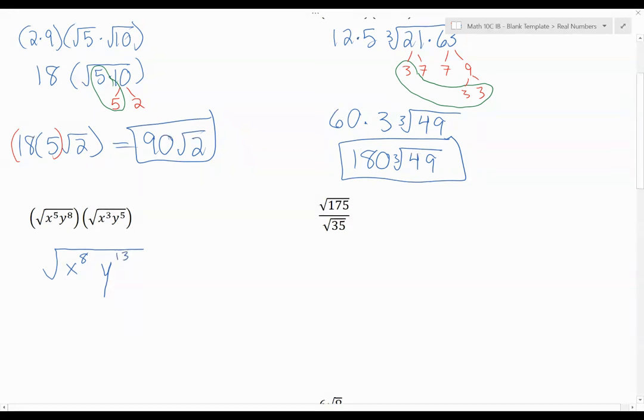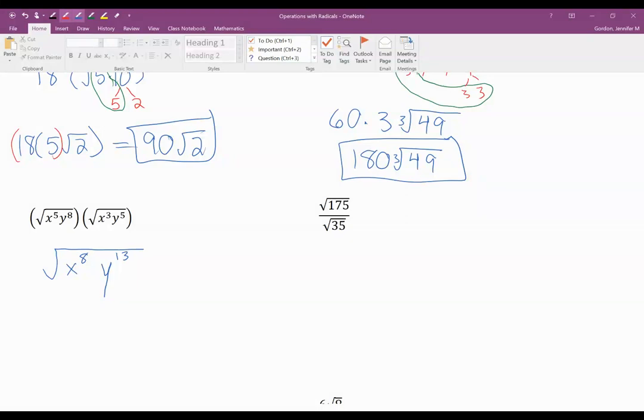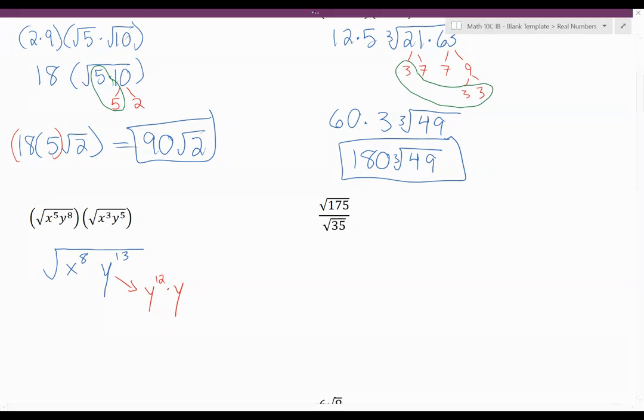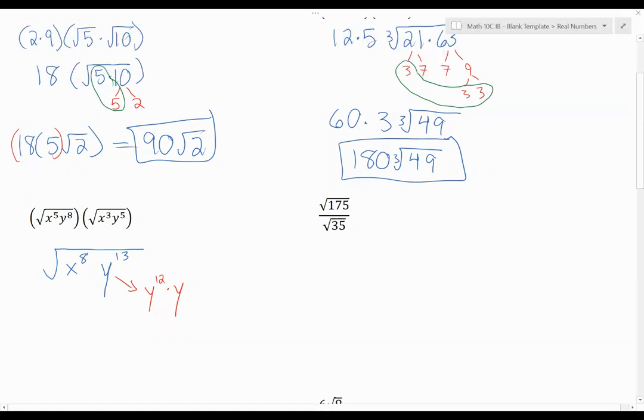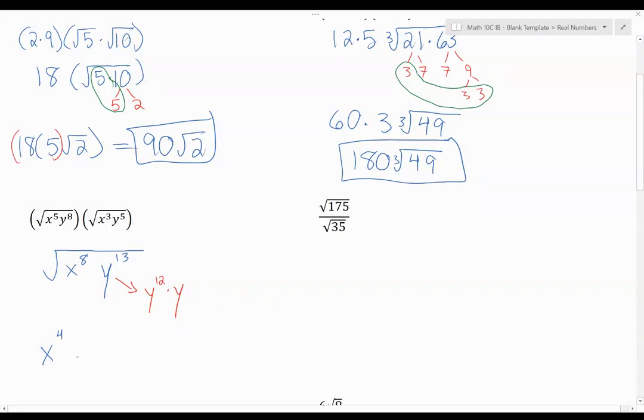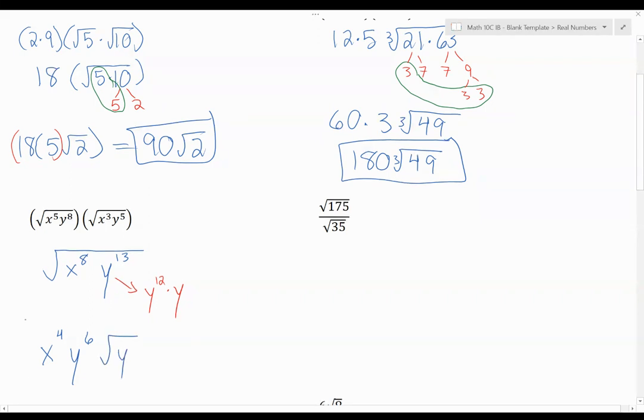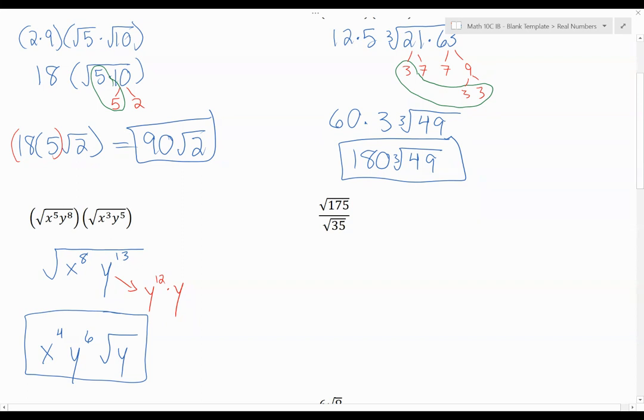When I simplify this, I'm looking for pairs of factors. So I can think of y to the 13 as being y to the power of 12 times y, because 12 is an even number, and then I have a remainder of 1 y. The square root of x to the power of 8 is x to the power of 4, because remember the square root is like an exponent of half. So half of 8 is 4, half of 12 is 6, so I have y to the power of 6, but I do have an extra y left over inside that square root. So that is the simplified form here.